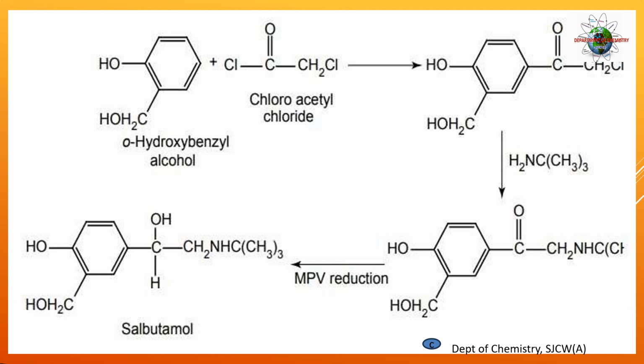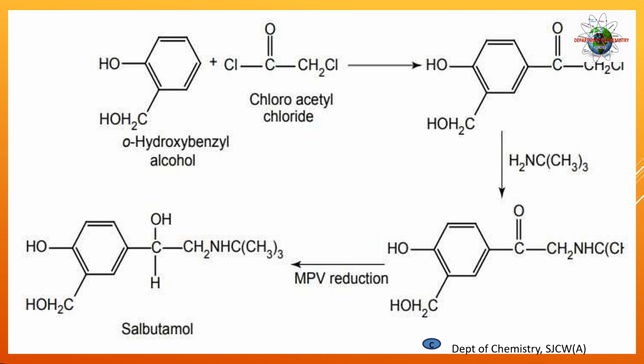On treatment with chloroacetyl chloride, the chloroacetyl chloride undergoes some polarization which gives two ions. Those are the Cl minus ion and the CO plus CH2Cl ion. The liberated electrophile, that is the COCH2Cl plus ion, may attack at the para position to the OH group.